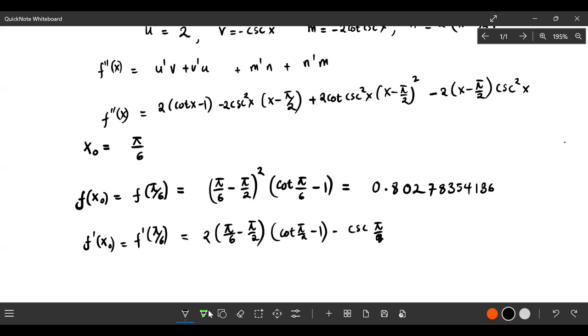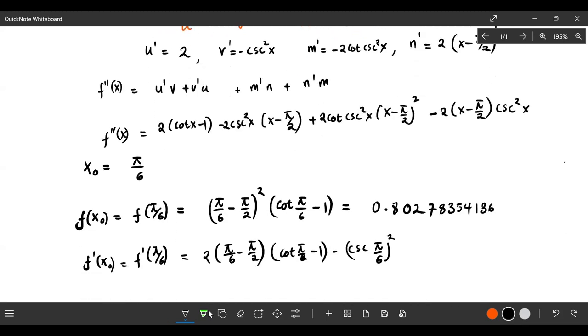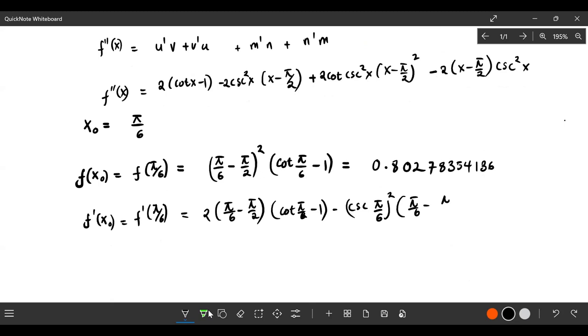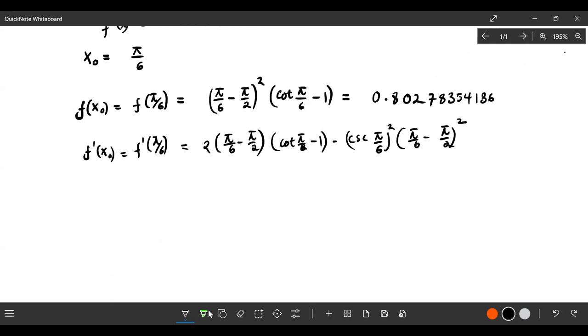Why am I writing pi over 2? Where is pi over 2 coming from? This is pi over 6 and pi over 2. Okay, squared, this is squared, and then open bracket, pi over 6 minus pi over 2 squared. Okay, so you can also get what this value is here.